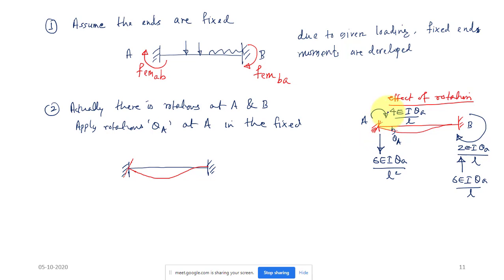So if you rotate this support A by this angle theta A, you will get the corresponding moments at the ends A and B. You will have this much moment of 4 EI theta A by L. You must all go through the derivation after this class. And this will be 2 EI theta A by L. This is the end moment value corresponding to this rotation.